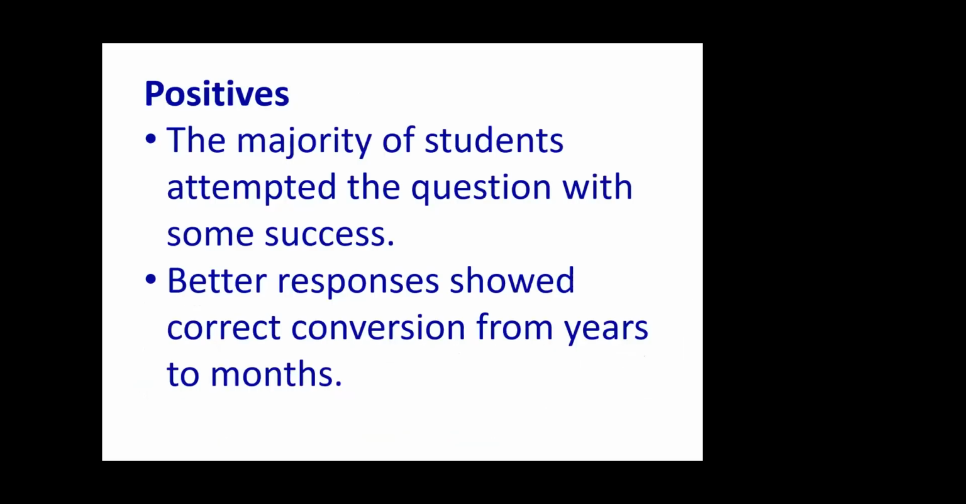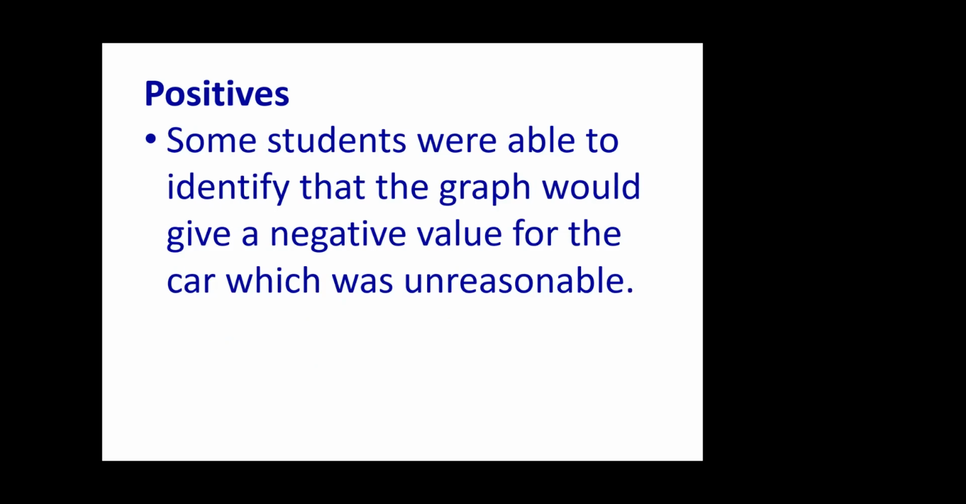Some of the positives from this were that the majority of the students did actually attempt the question and had some success somewhere in the three parts there. The better responses, the students were able to first of all show the conversion correctly from years to months, and then they went into the graph to get the correct response from the graph. Some students were able to identify that the graph would give a negative value for the car at some point in time, and that this was unreasonable. Having said that, a lot of students didn't see that connection.